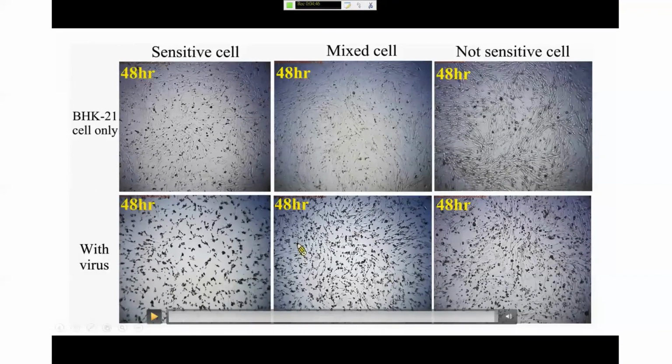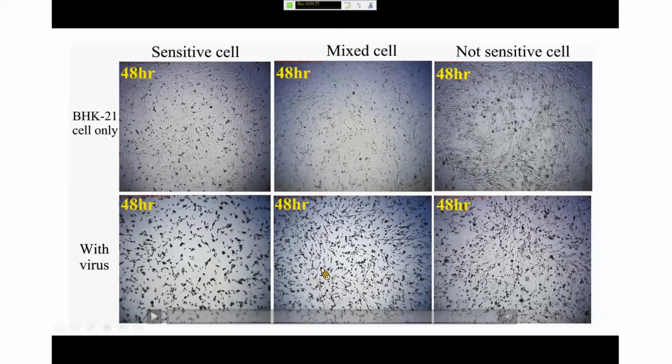Here, some cells survive. Here, maybe a lot, but yes, it shows CPE, but many cells are still alive in this group. So, by using this data, we can very easily observe the cell response to the virus infection and the results within the virus infection process. By using this kind of data or knowledge, we can manipulate the production process in our bioreactor or the manufacturing design.